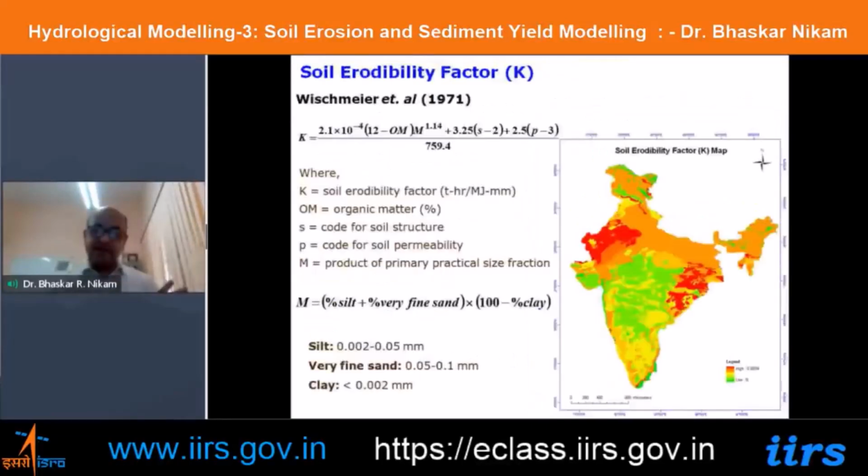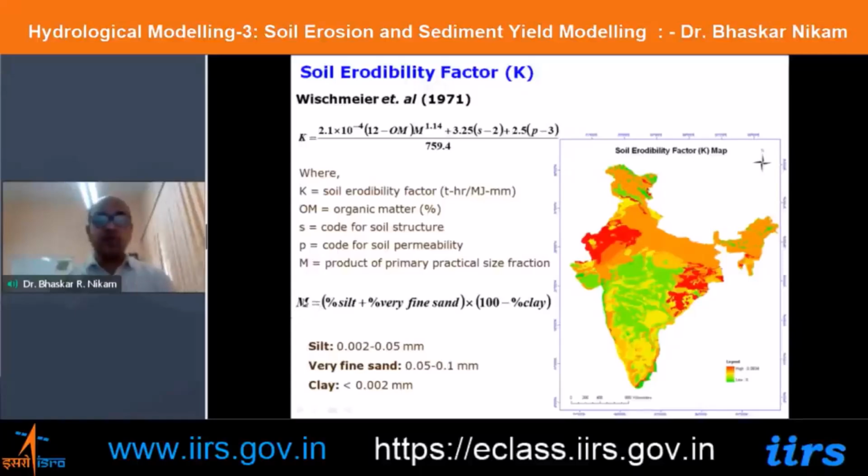Now moving towards the third factor, which is the soil erodibility factor. Traditionally, it is calculated using the product of the primary particle size fraction, organic matter content information, structure code information, and permeability code information. So this M is nothing but percentage silt plus percentage very fine sand multiplied by 100 minus percentage clay. So the lesser the amount of clay, the higher the value of M. The higher the amount of clay, the less the value of M.